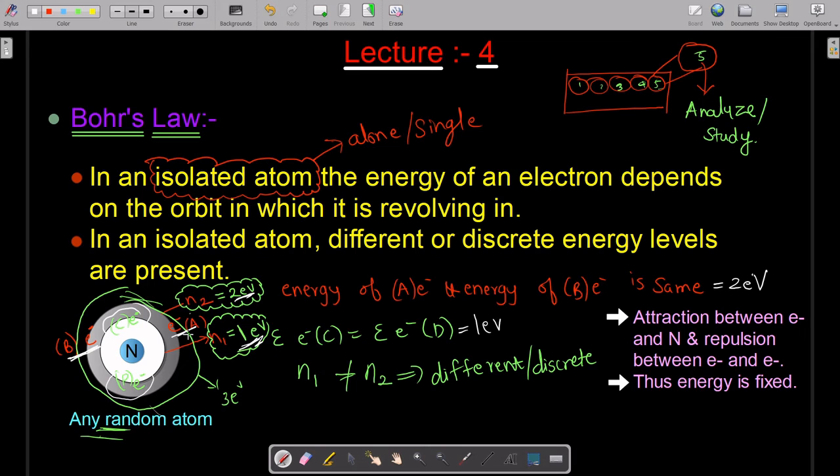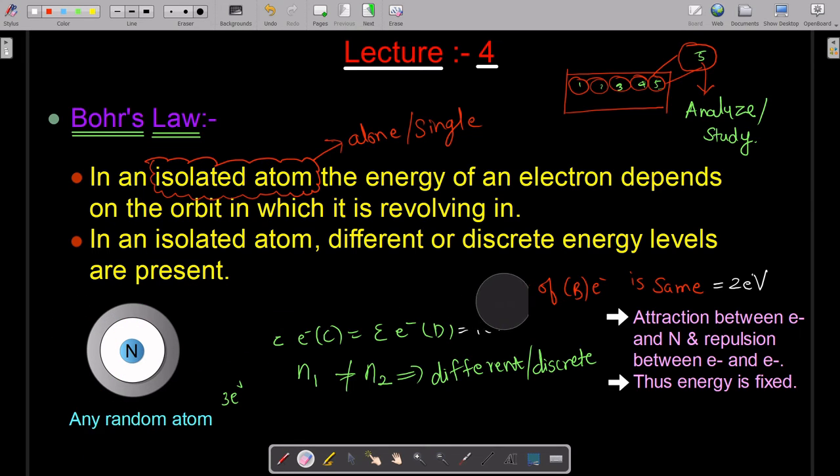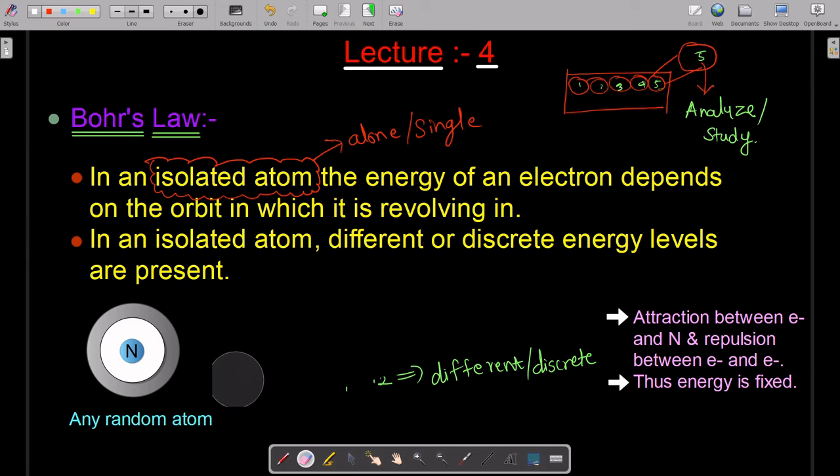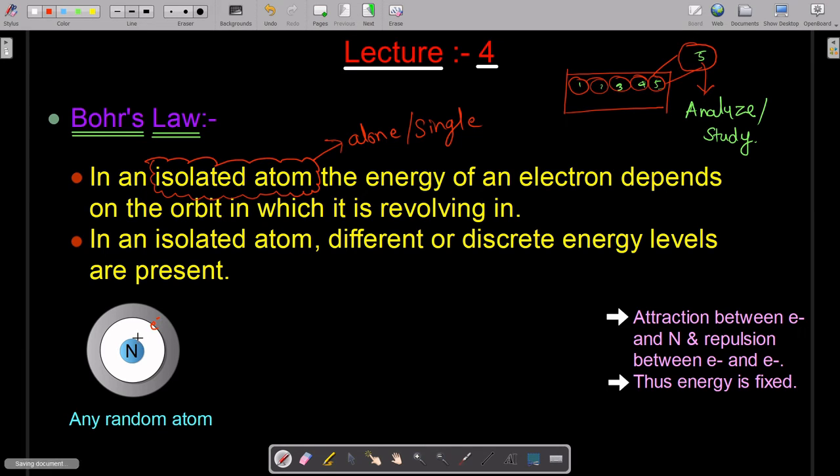So this is what I wanted to tell you, and these are the points on why the energy is fixed. Why is the energy fixed? Because of the attraction between the electron and the nucleus. Let me clear these things and understand in a little more depth what these two lines state. So the attraction is between the nucleus and the electron. Let's suppose this is the electron.